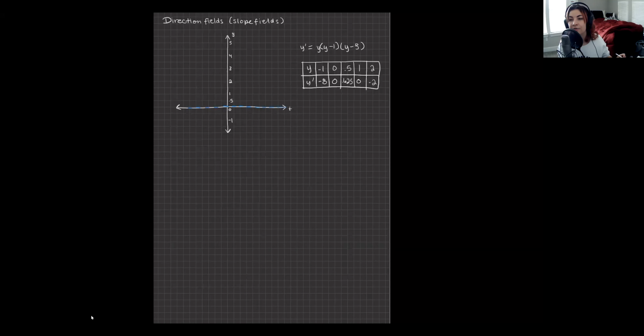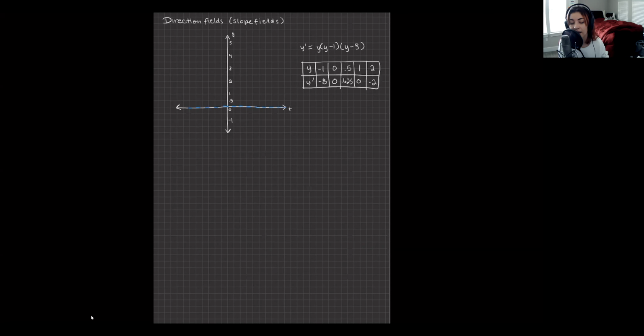Hi everyone, today we're going to be talking about direction fields and how we use them to obtain information about our differential equation. We're going to be using y prime equals y times (y minus 1) times (y minus 3) as our equation. Basically, a direction field is a graphical representation of the instantaneous slope, or derivative, of a function at multiple points y. You can easily draw a direction field by using a table of values.